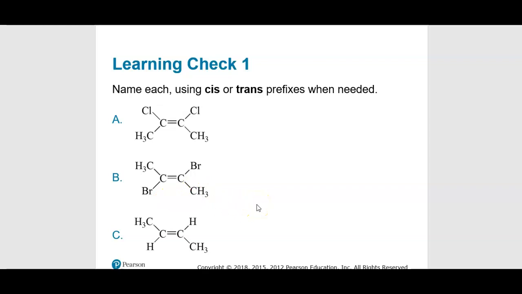The second one is going to be cis- or trans-2,3-dibromo-2-butene, and the last one is just going to be trans-2-butene. So you have two cis, two trans, or one cis compound. We're mixing these up. Okay, A is going to be a cis-2,3-dichloro-2-butene. B, look where it's trans because the like groups are on opposite sides, and so that's going to be trans-2,3-dibromo-2-butene, and then the C is just going to be trans-2-butene.